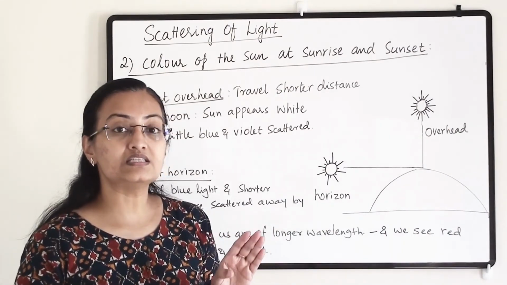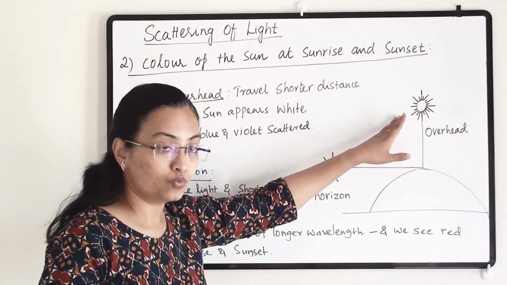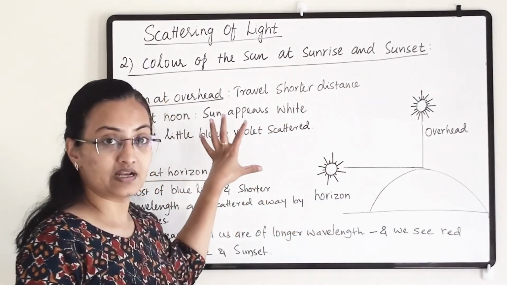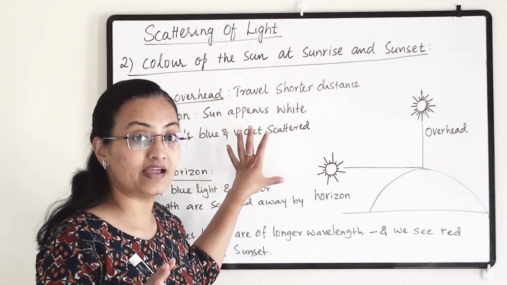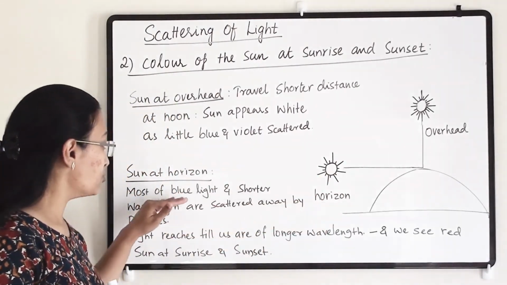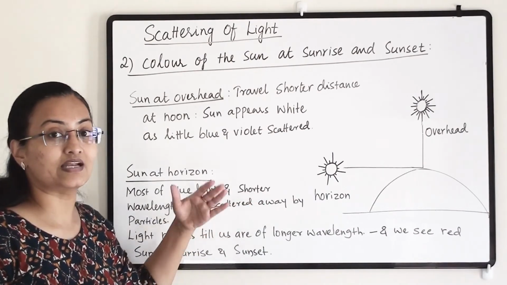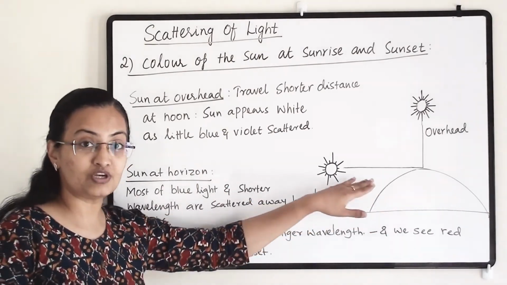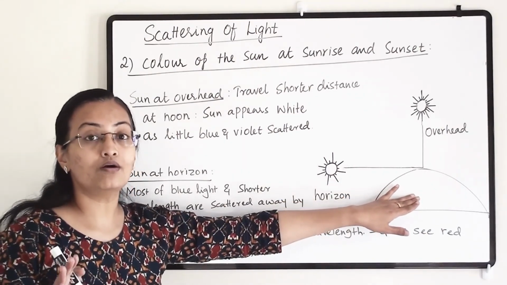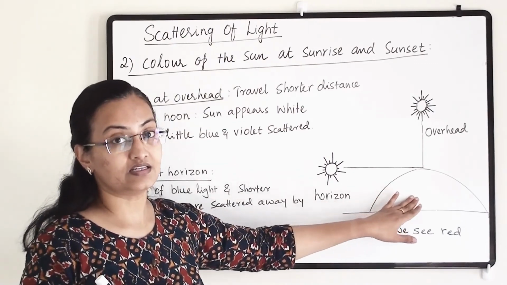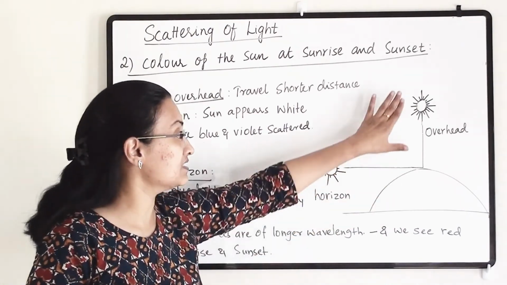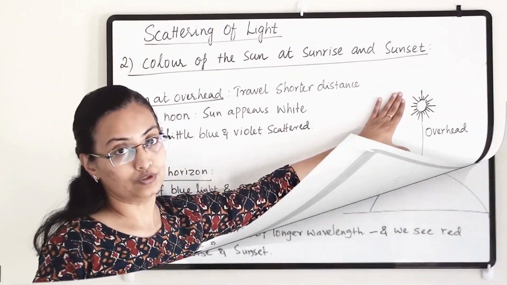So here distance is the main reason when the sun is overhead and when the sun is at the horizon. When it is overhead, a little bit of the blue and violet light will be scattered and the sun appears white to us. Whereas at the horizon, most of the blue and violet light will be scattered away and will not reach us because this distance is more. So the light that reaches us is only of longer wavelength, and that is red. So that is why we see the red color at sunrise and sunset, whereas the white color of the sun at noon.